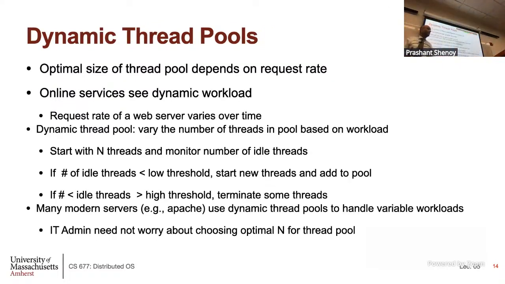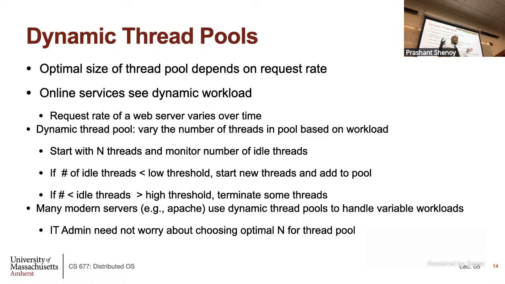But then you can make the thread pool dynamic. Now your server is getting more sophisticated, where you say you don't know the optimal size of the thread pool. You will start with some n, and you will vary n as the execution of that server proceeds. In particular, if the number of idle threads in the worker pool drops below a threshold, you will start new threads and add them to the pool. So you'll create new workers.